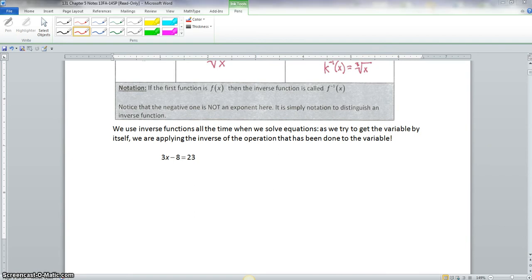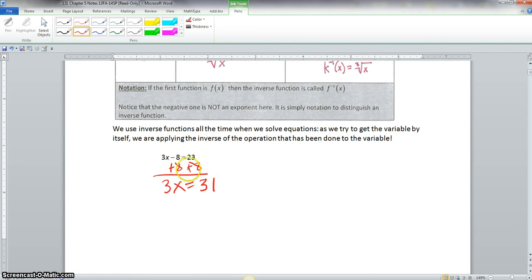Now, we are applying the inverse of the operation that has been done to the variable. So if we look here, we had 3x minus 8 is equal to 23. Let's say we're going to solve for x. We will add 8 on both sides. So we will have 3x is equal to 31.